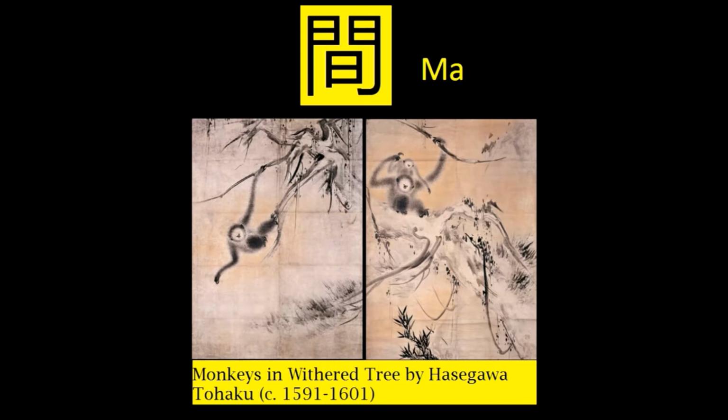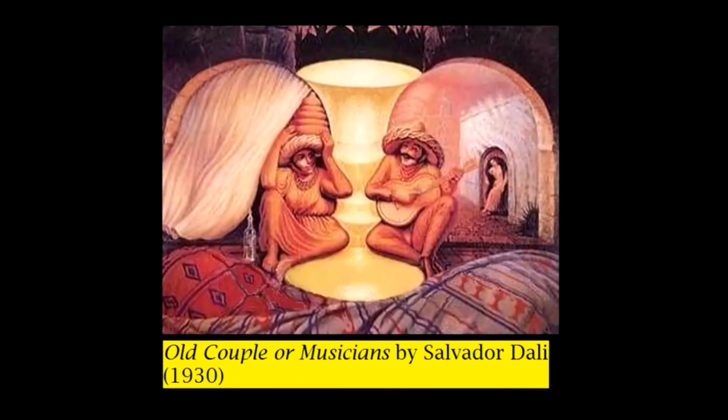This is easiest to see when the artist uses the energy and shape of space to create clever optical illusions, as in this painting by Salvador Dali. Are you looking at an elderly couple, a pair of musicians in a public square, or a golden goblet?